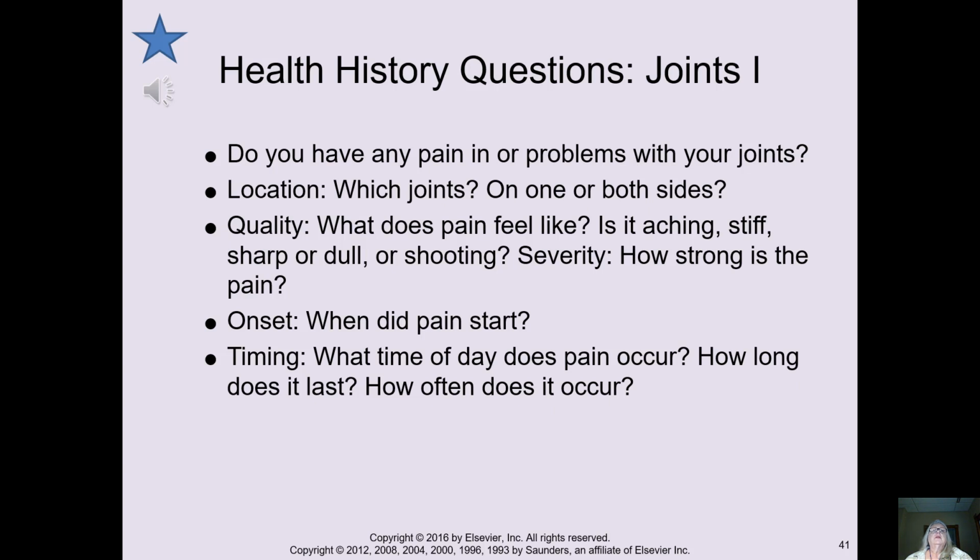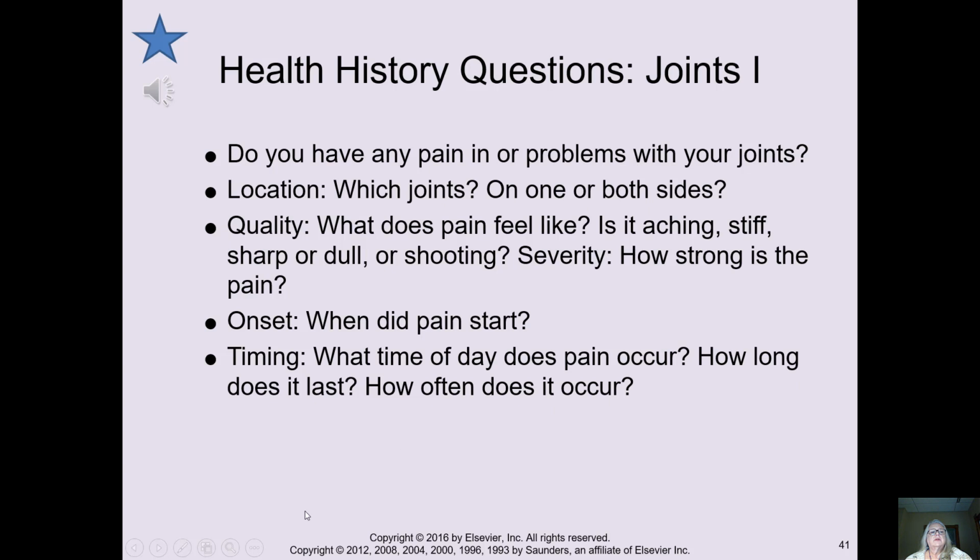So we start with our health history questions, and they are typical health history questions. Do you have any pain or problems with your joints? Where, which joint, one or both knees, one or both elbows, shoulders? What does it feel like?